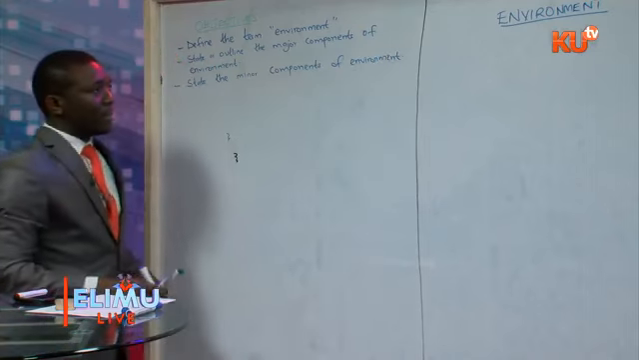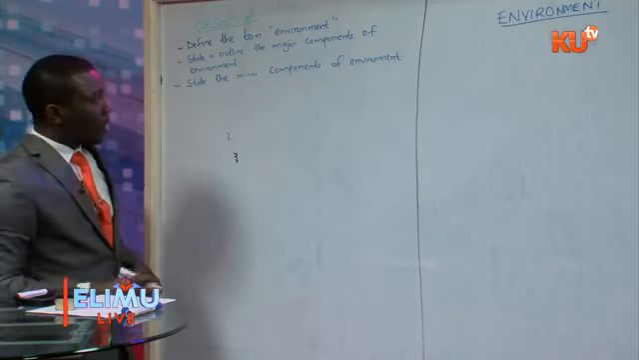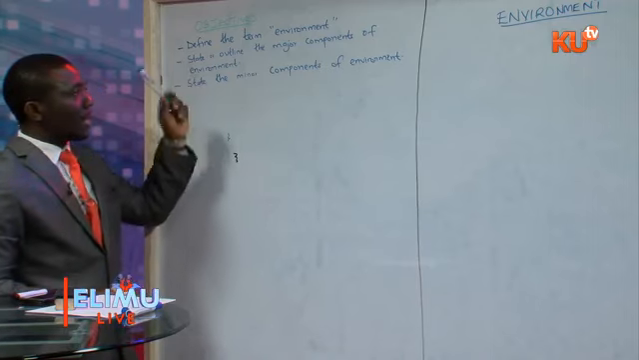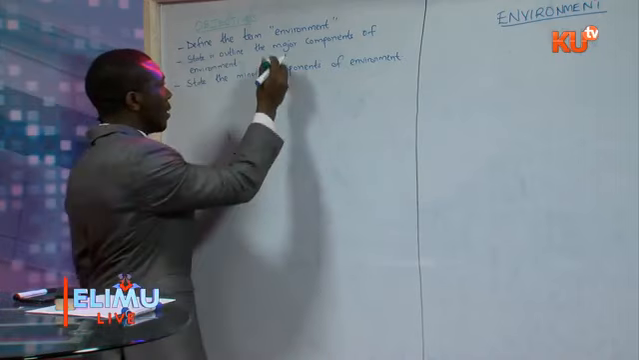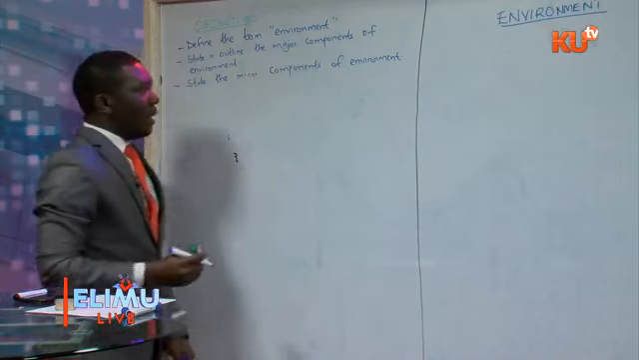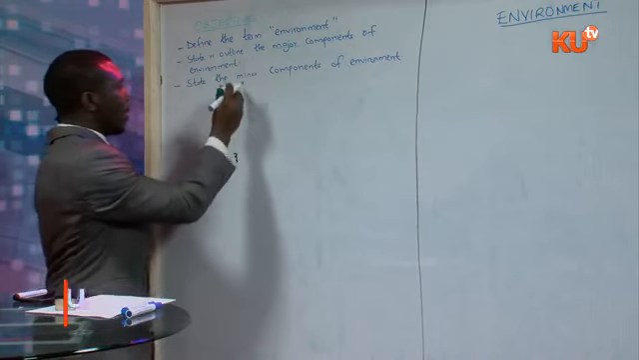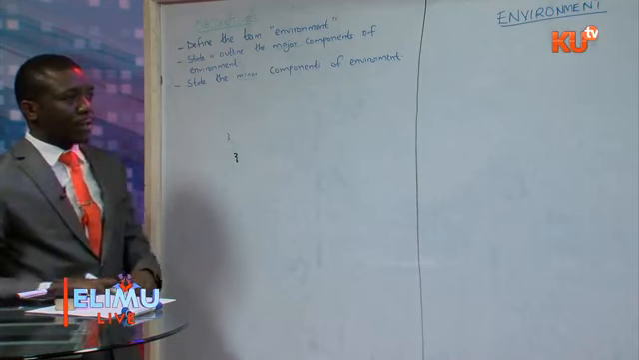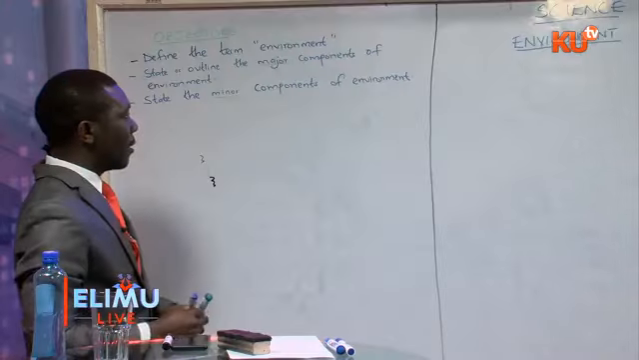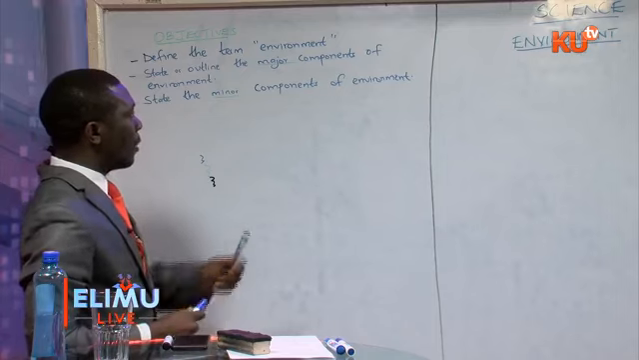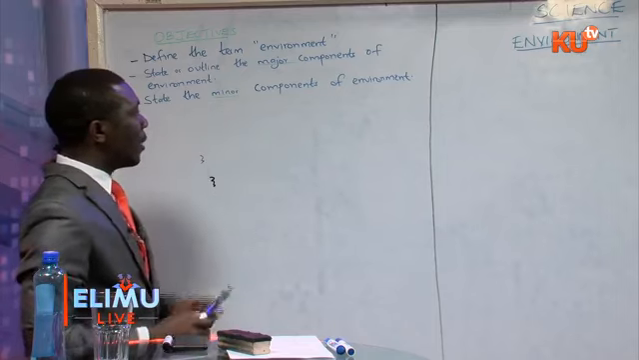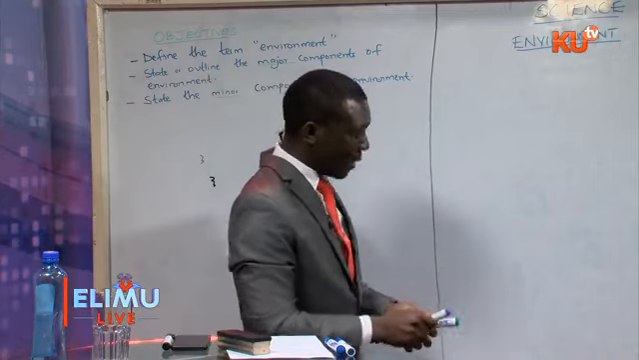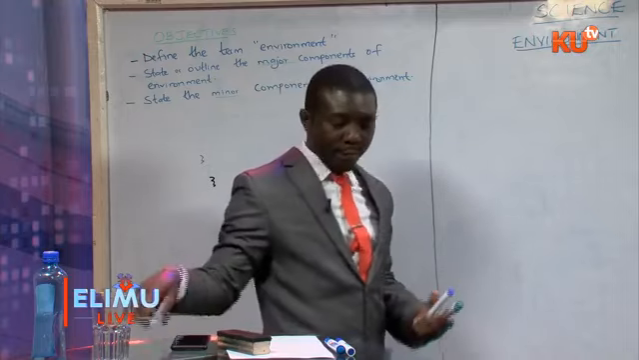So in the time that we have today, we want to learn what environment is. We shall state and explain or outline the major components of environment. The keyword here is major. And then we shall also know the minor components of environment. These are the key areas, because the majority of learners have a problem differentiating between the major components and the minor components of environment. So let us continue. We can begin from here.